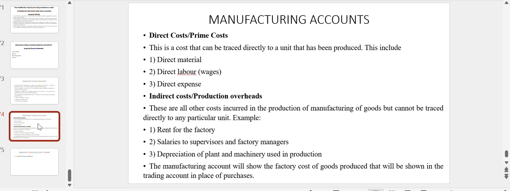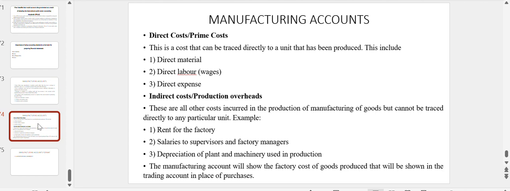You can be asked this in the exam: explain 5 types of costs. So the first one is direct cost. Under direct cost, we have direct material, direct labor, direct expense. The second category is indirect cost. Indirect costs are costs that cannot be traced directly to the production process or a particular unit.